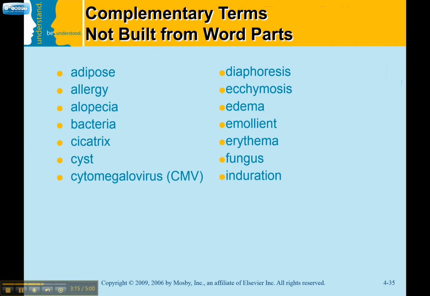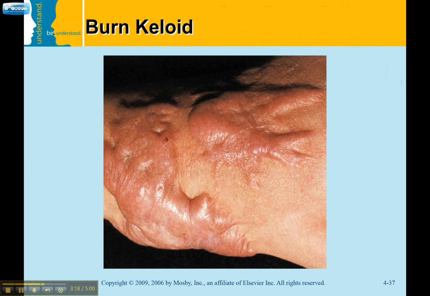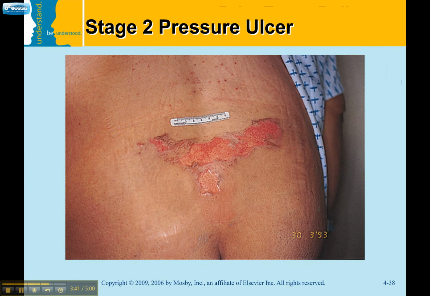Again, some more complementary terms, and not built from word parts. What does that mean? Memorize them. This is a burn keloid. This is the scar tissue that forms a lot of times after a person has had a severe burn to the skin and they've tried to do skin grafts. A keloid isn't just the result of a burn. It can be a scar from any incision or any trauma to the skin. It's when it gets real raised and hard.